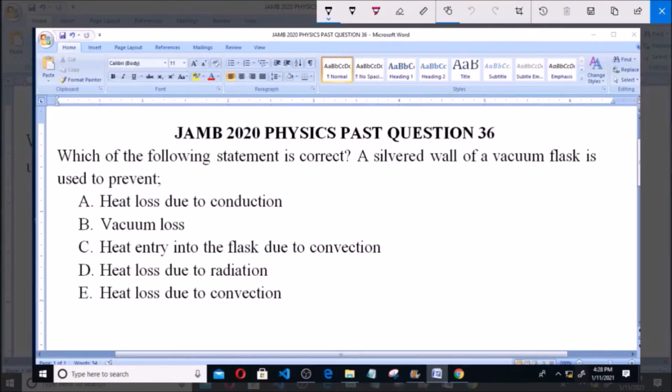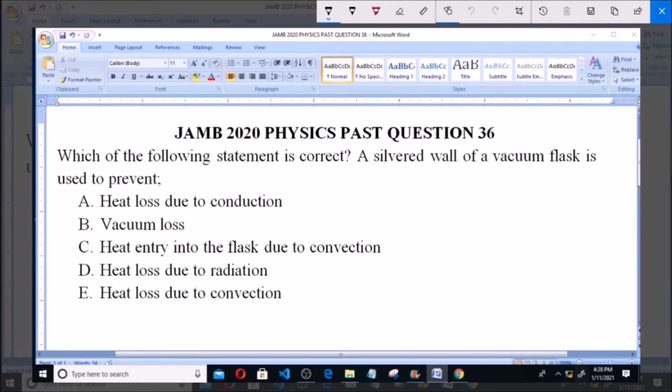I'll be answering Jamb 2020 Physics Past Question 36. Which of the following statements is correct? A silvered wall of a vacuum flask is used to prevent A. Heat loss due to conduction, B. Vacuum loss, C. Heat entry into the flask due to convection, D. Heat loss due to radiation, and E. Heat loss due to convection.